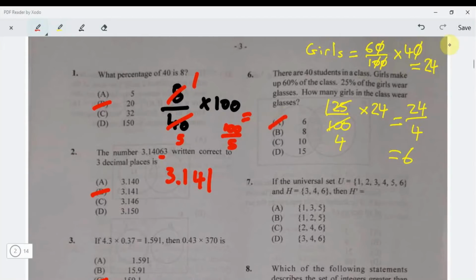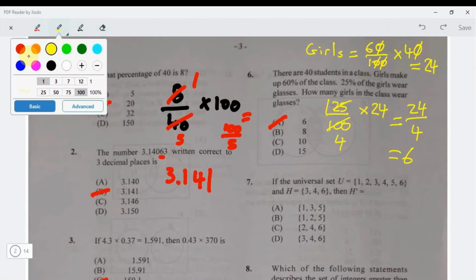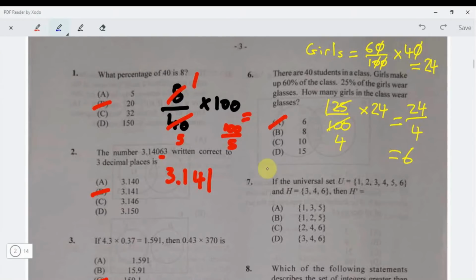Alright, now I'm just going to change the color because I know the yellow might not be so clear to many persons. So let me change the color. Alright, let's go with true blue. I hope blue is better.